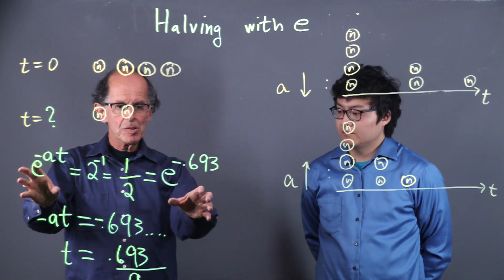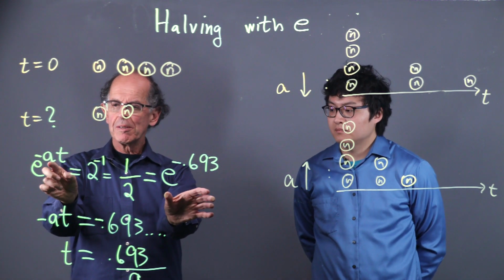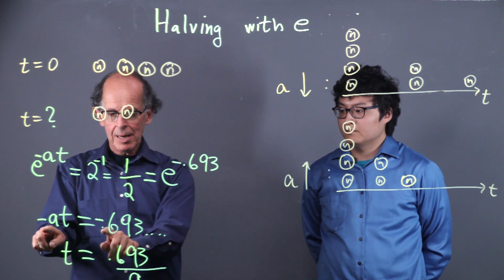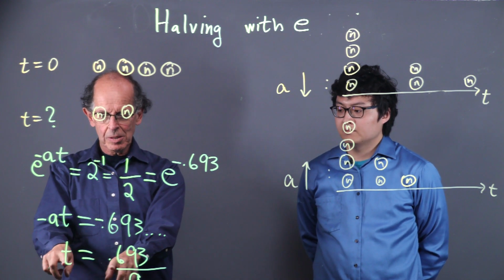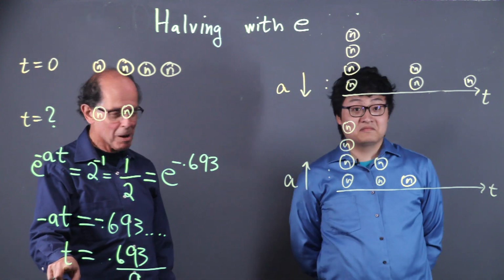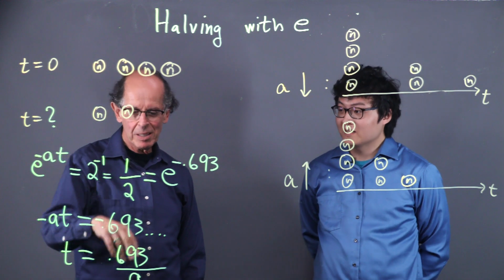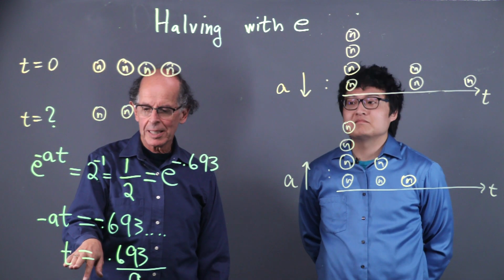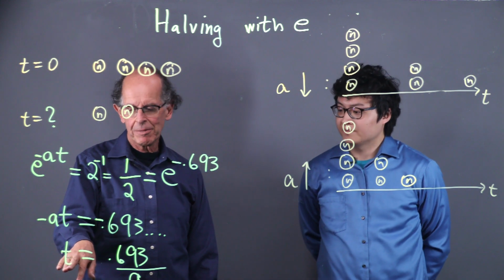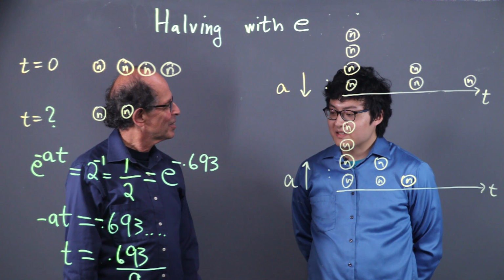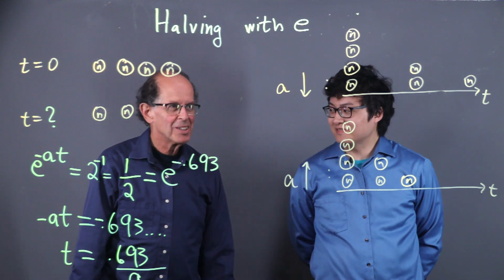And then this equality only holds if AT is 0.693. The minus signs cancel, divide, and we get the same formula as we got before. Just we have minus signs everywhere because we're talking about reduction, decay, in this case, halving. So that's what we get. That's very curious and beautiful.